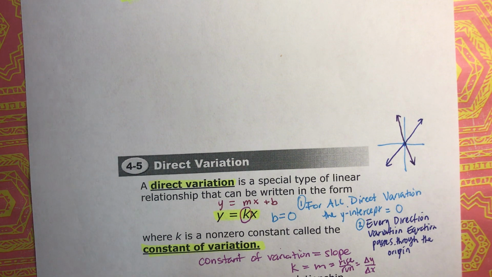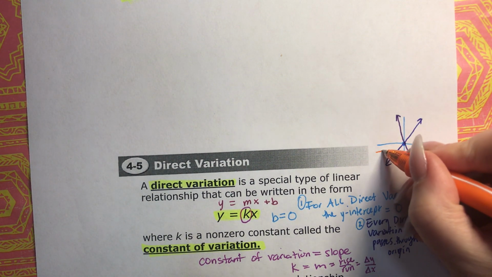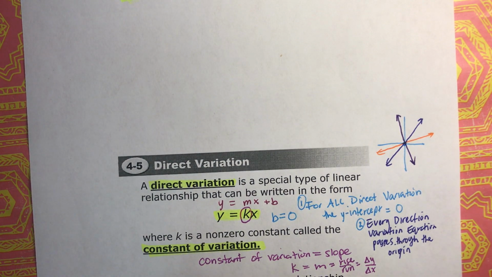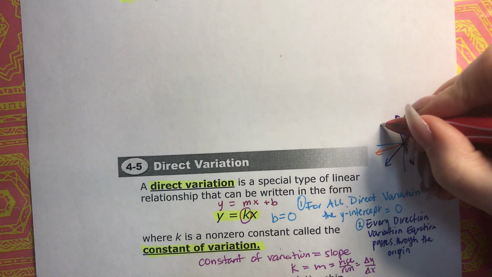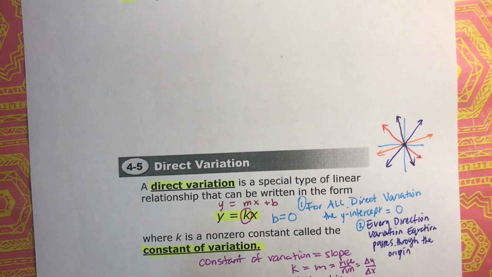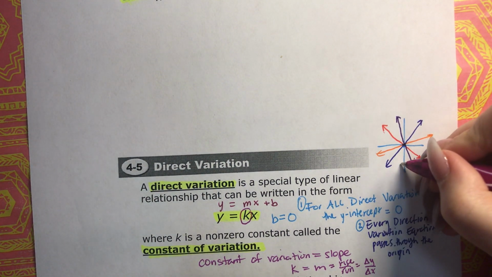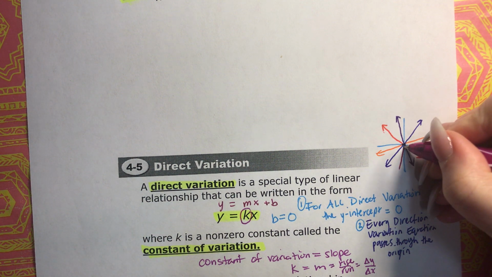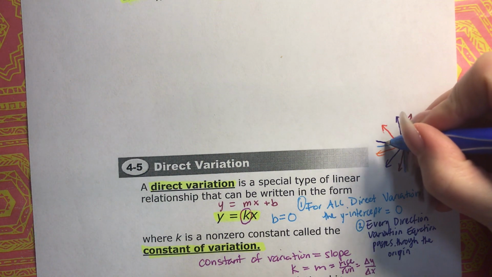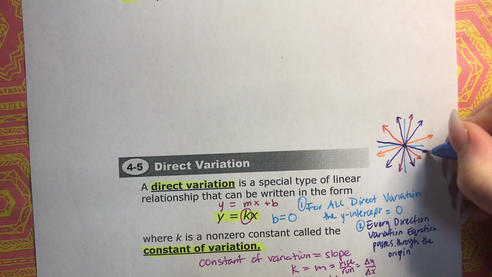Any line, we can draw any line. I'm gonna draw really like this. It goes through the origin, direct variation. Any line at all, it goes through the origin. Guess what it is? You guessed it, it's a direct variation. Any line, we're gonna go here. Oh, it goes through the origin. Guess what it is? It's a direct variation. One more right here. It goes through the origin, it's a direct variation.